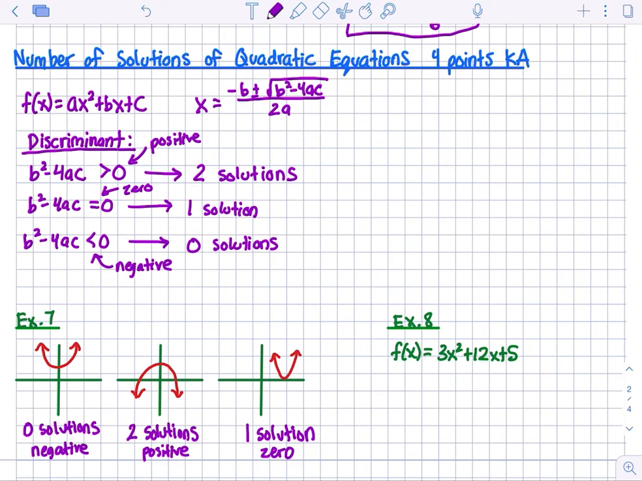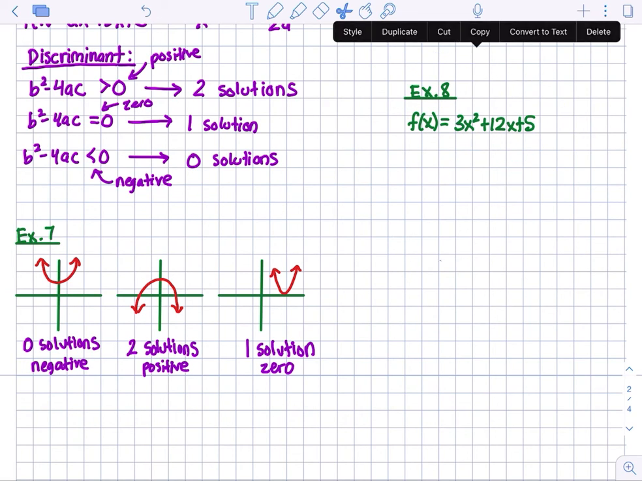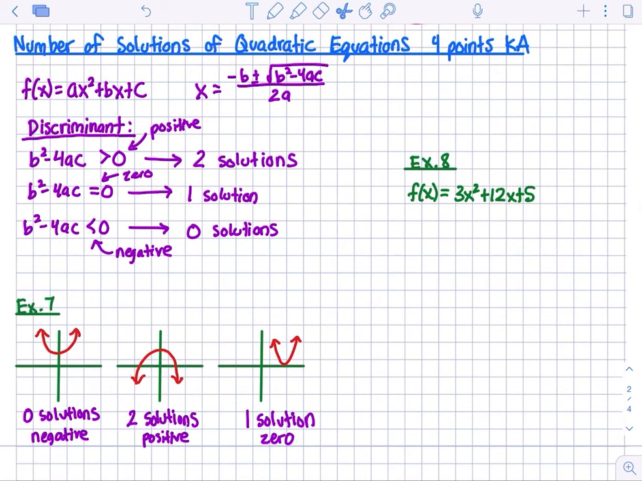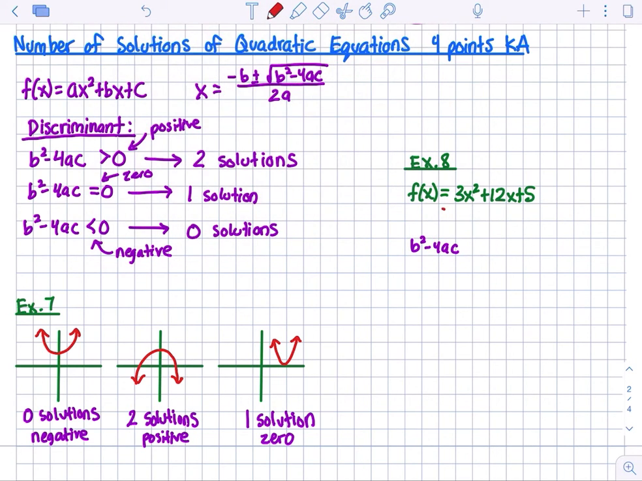And then you will have examples like example 8. I'm going to bring this up a little bit so that you can see. So example 8, they'll ask, what is the discriminant of this? So what you have to do is b squared minus 4ac, and we have to solve for that. Our a value is 3, our b value is 12, and our c value is 5.